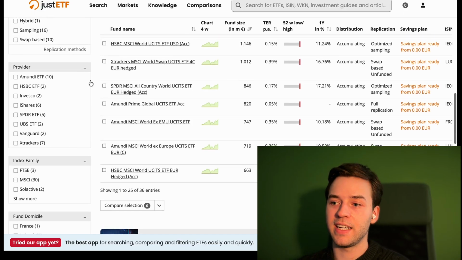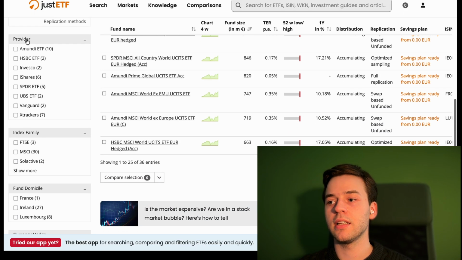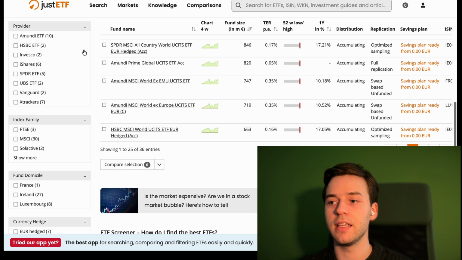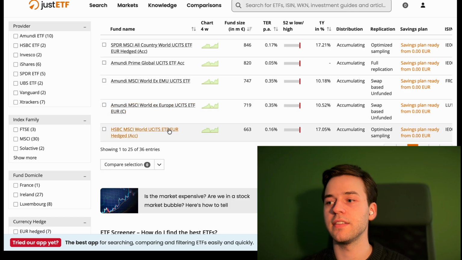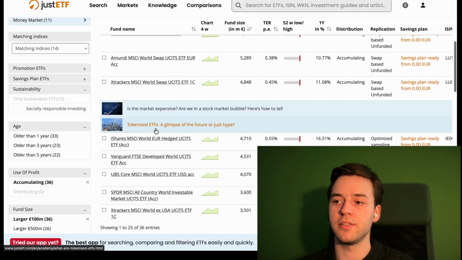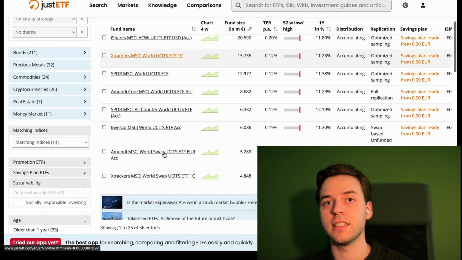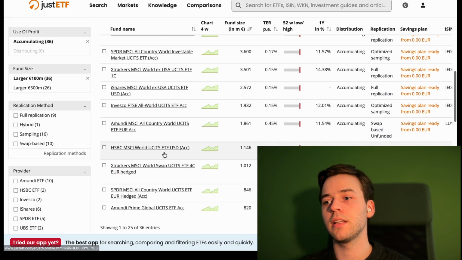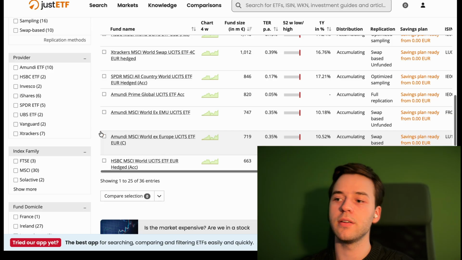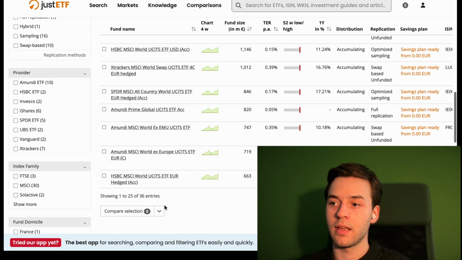Now let's talk about providers. As you can see, all the ETFs in our selection have this UCITS in their name. And this stands for Undertakings for Collective Investment in Transferable Securities. Yeah, these are basically the audited real ETFs under European law. And I would advise all European investors to make sure to only invest in UCITS ETFs.